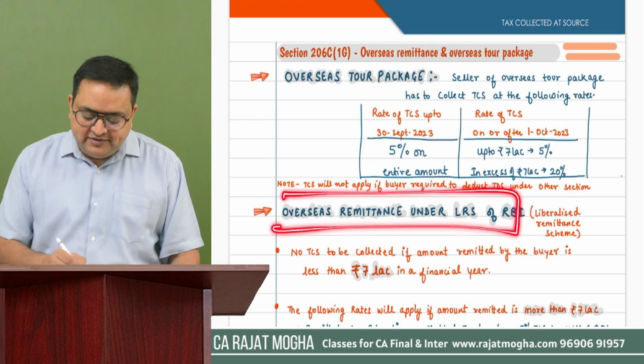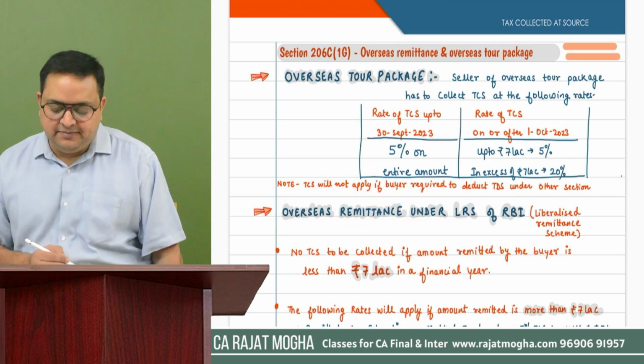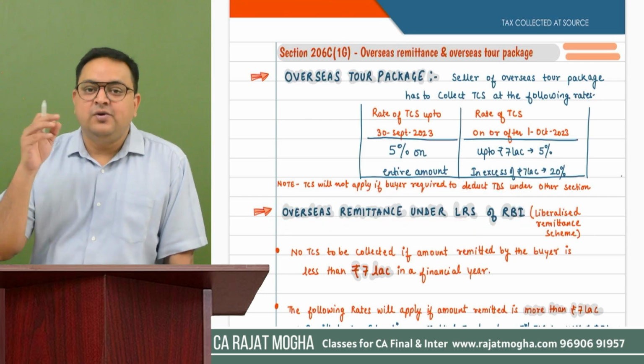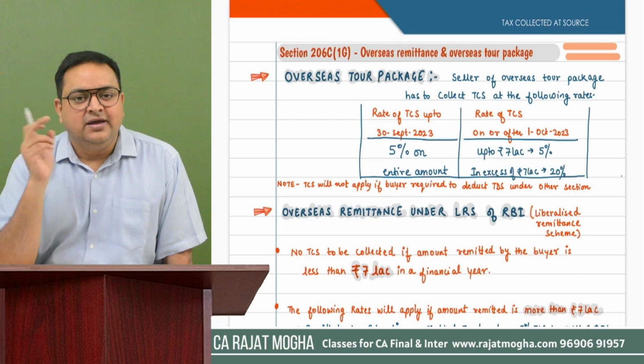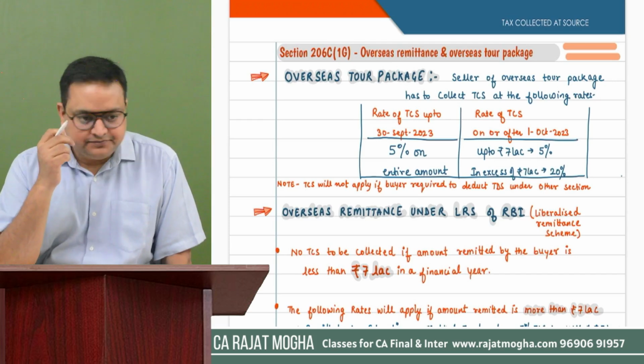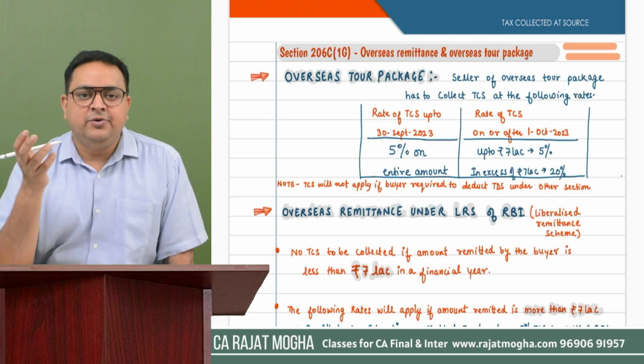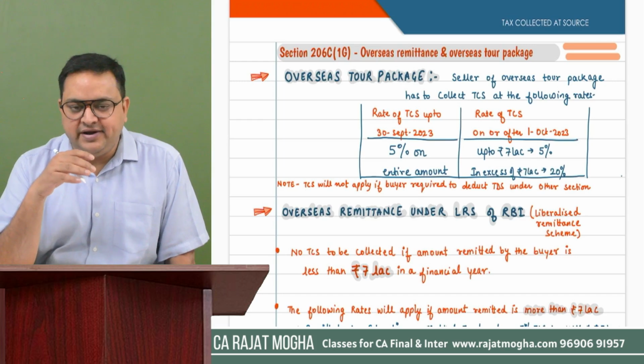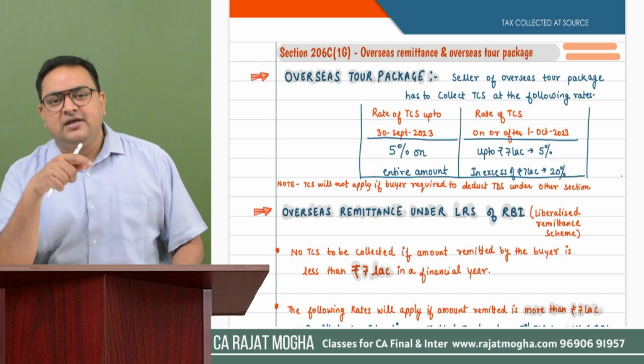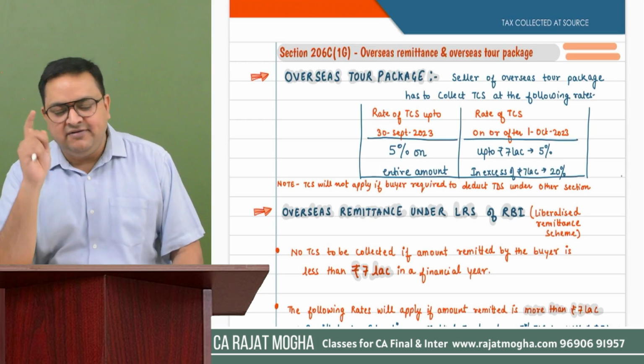Second point is overseas remittance under the LRS scheme. So what is overseas remittance? If you are remitting money outside India, so what you would be doing is purchasing foreign currency, right? So the person who is selling the foreign currency to you will collect TCS.